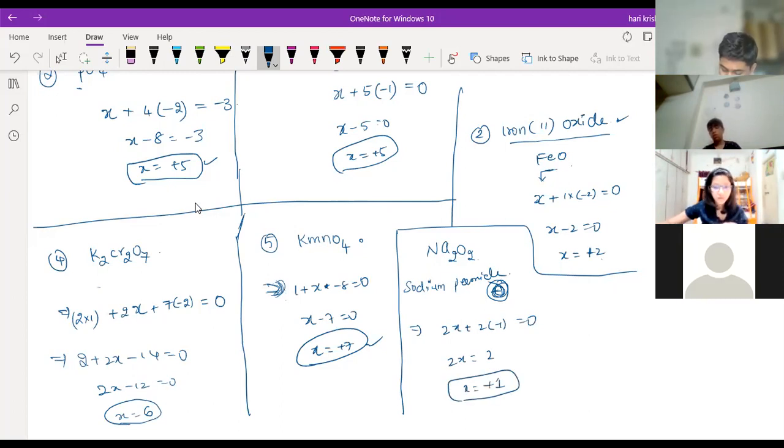Yes, sir. Understand? Yes, sir. But sir, Na will show +1 only. But it is in a different form, right? It is in the peroxide format. So peroxide format means what? We will find it only for the sodium, right? So oxygen always will show -1 only. That is a constant. Okay, sir.